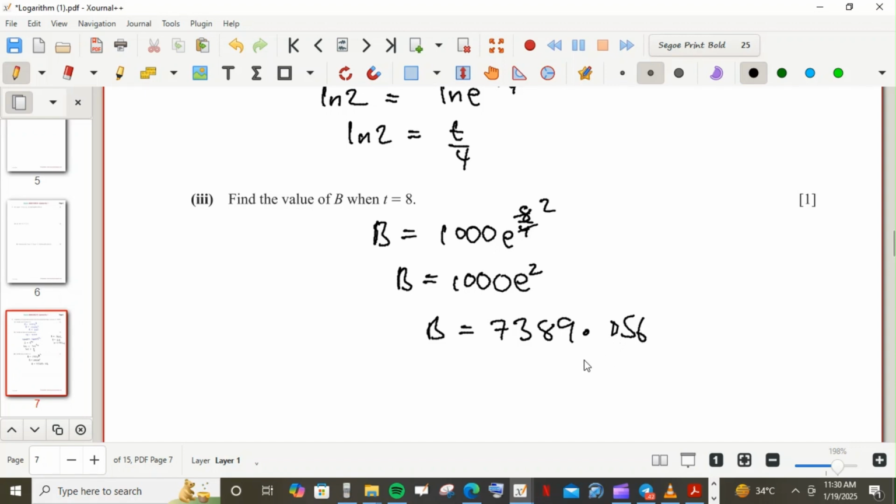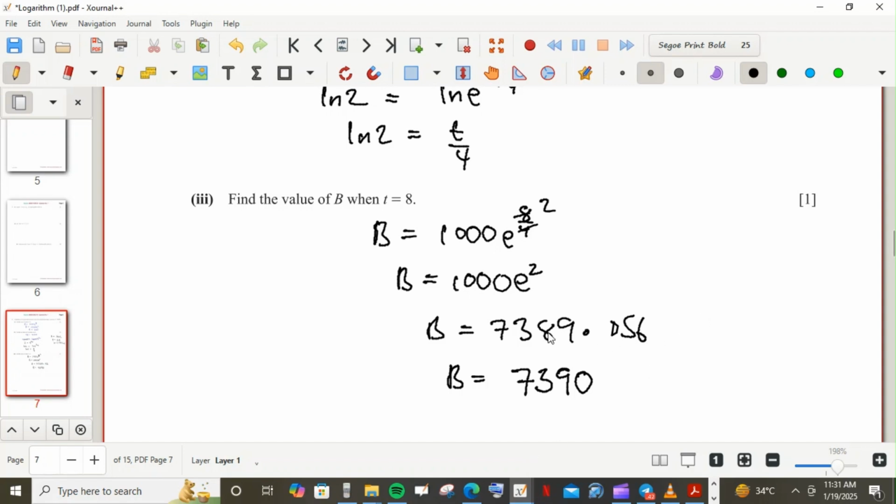But don't forget that if they don't tell you, you are supposed to correct your answer to three significant figures. Okay. So 1, 2, 3. You can see the number here is greater than 5. So if that's the case, you're going to get 7,390. Hmm. So that is the answer.